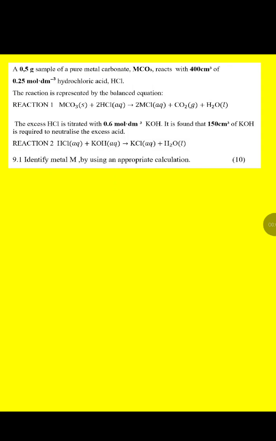Let's look at this question here. We are identifying the metal. So they say a 0.5 grams sample of a pure metal carbonate reacts with 400 cubic centimeters of 0.25 mole per cubic decimeter hydrochloric acid. They say the reaction is represented by the balanced equation.